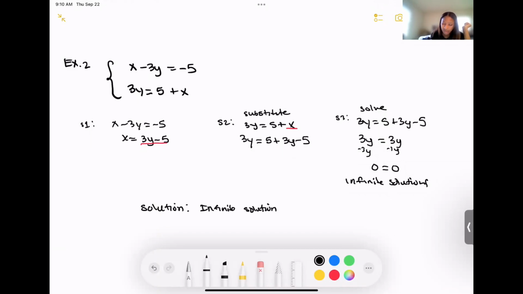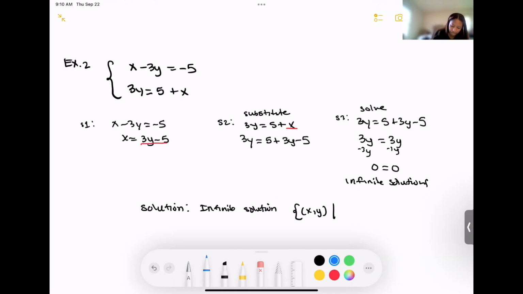But then we can't just pick any point in the plane and say it's a solution. Our infinite solutions are all the points that are on the line. So we'll write it in set notation. The solutions are this, yeah, that's right. The set of all x comma y. So that's any point that's on the line that we're given there. 3y equals 5 plus x.